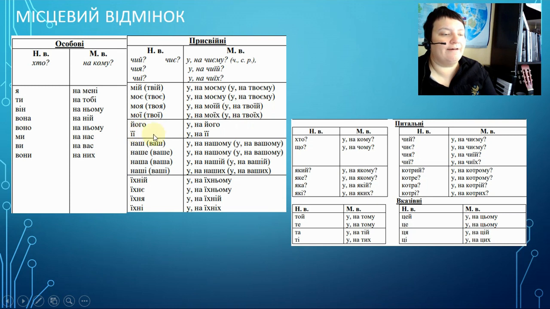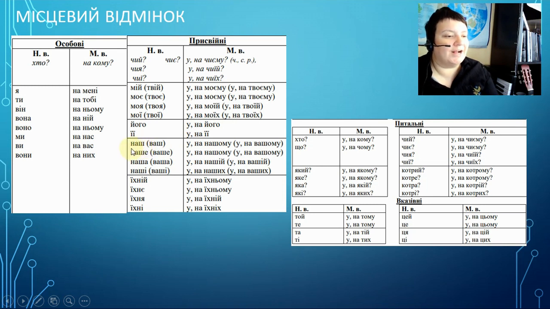So, here we have a nominative case. Його, his, її, her. The same forms, but with prepositions. In, on, his, in, on, her. У, на його, у, на її.